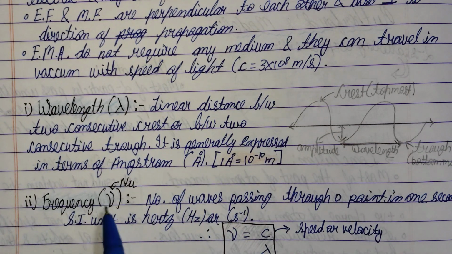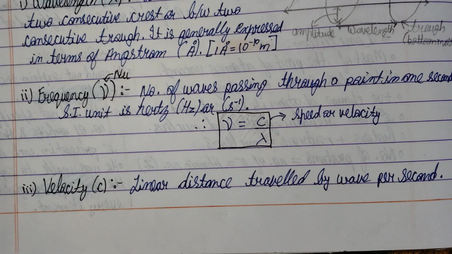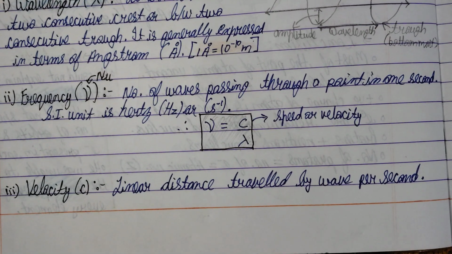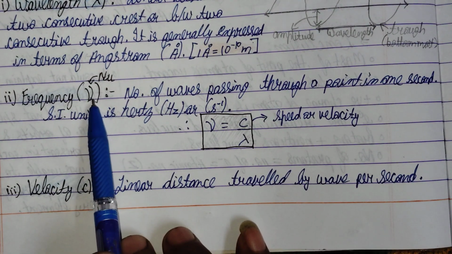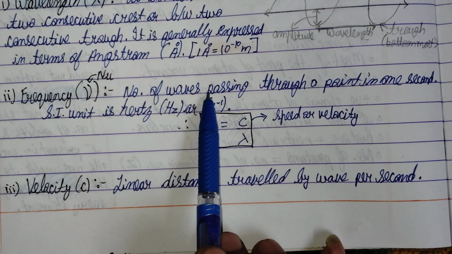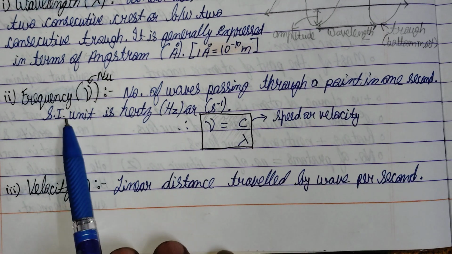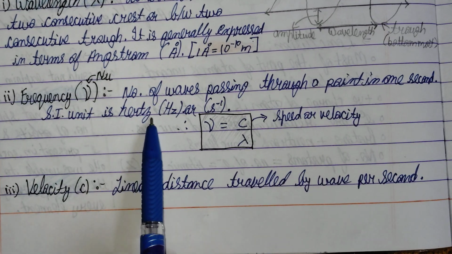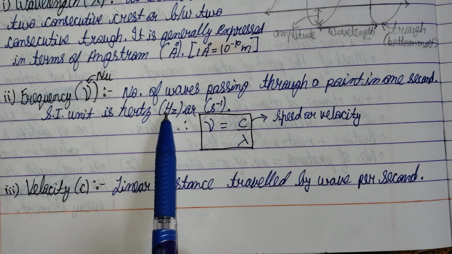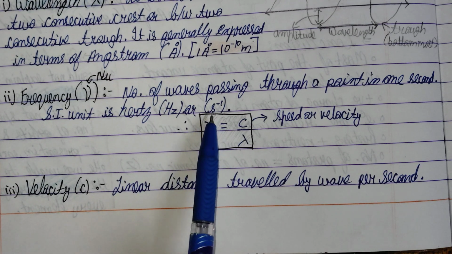Now next is frequency. It is written by nu. This V-like structure is called nu. Number of waves passing through a point in 1 second is called frequency. Its unit is hertz and short form is Hz. Hertz means 1 upon second.